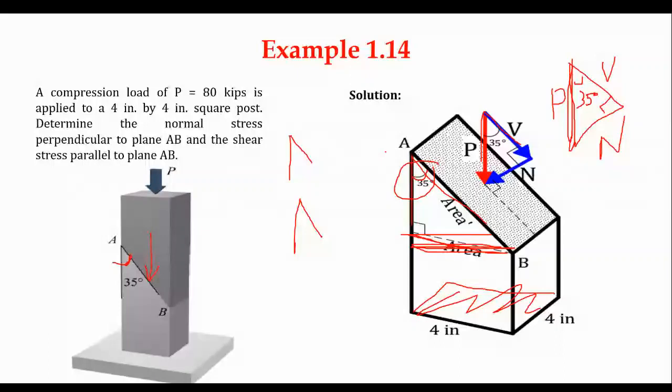A 90 millimeter wide bar will be used to carry an axial tension load of 280 kilonewton. The normal and shear stresses on plane AB must be limited to 150 megapascal and 100 megapascal respectively. Alright, so determine the minimum thickness T required for the bar.